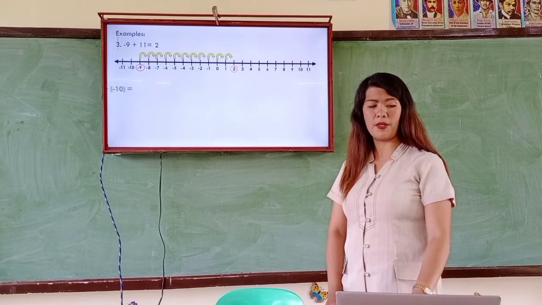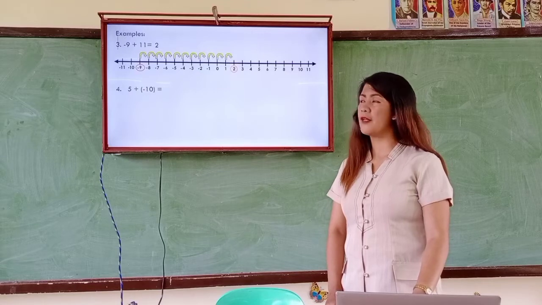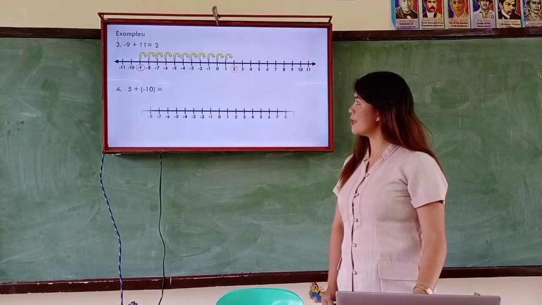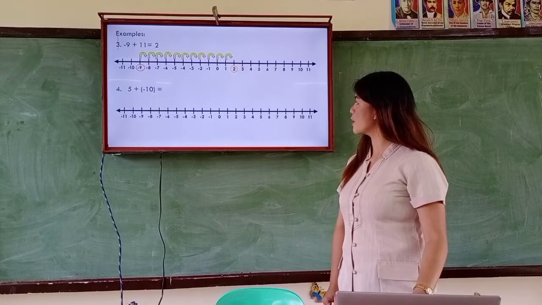Another example using number lines. We have positive 5 plus negative 10. We start at positive 5, so we are going to encircle positive 5 here.